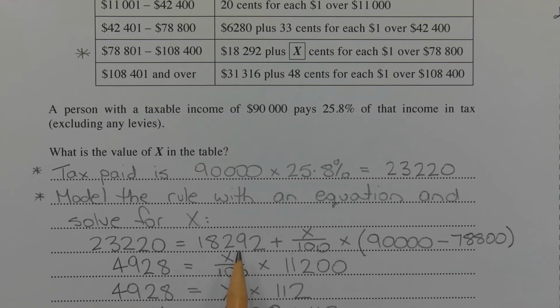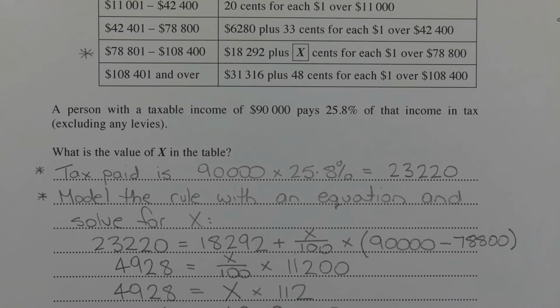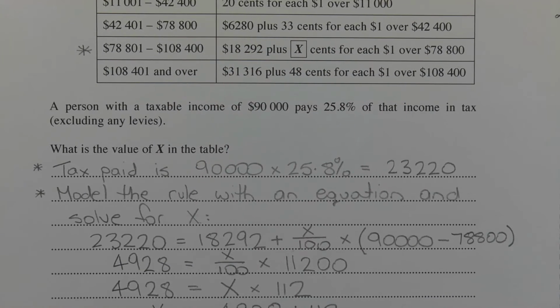One thing I've done is subtract 18,292 from both sides of the equation, and I've also evaluated what's in brackets here. I've done that in one step. So doing the subtraction here and here, the equation simplifies to 4,928 is equal to X over 100 times 11,200.